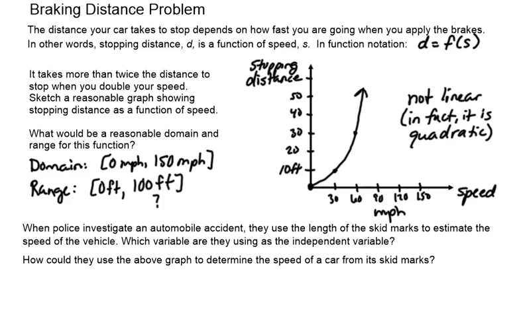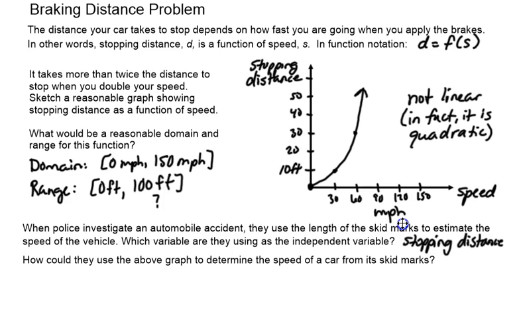Now, when police investigate an automobile accident, they use the length of the skid marks to estimate the speed of the vehicle. So which variable are they using as the independent variable? In other words, the independent variable is the variable you start with, and then what you are trying to compute depends on that. So they are actually using the length of the skid marks, so they're using stopping distance. So we know that speed determines stopping distance, but stopping distance then also can be used to predict speed, which is what the police officer does.